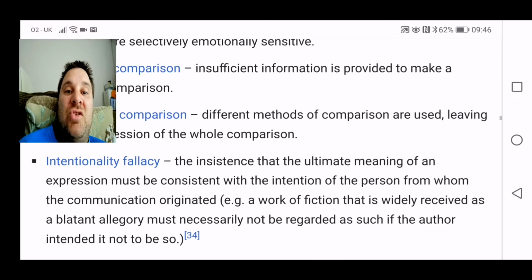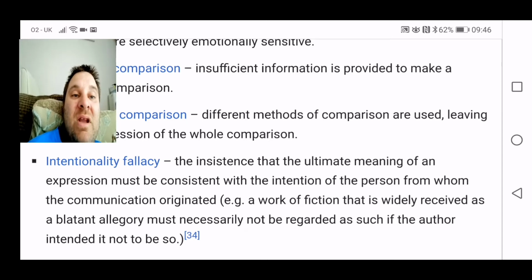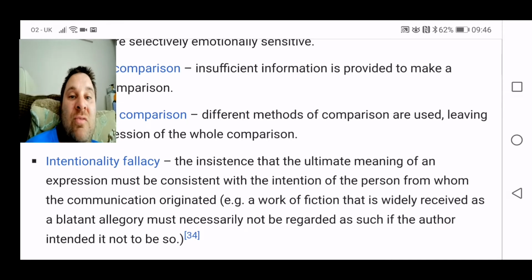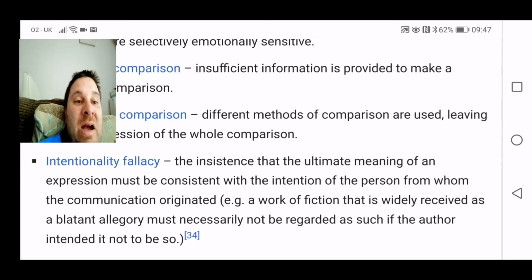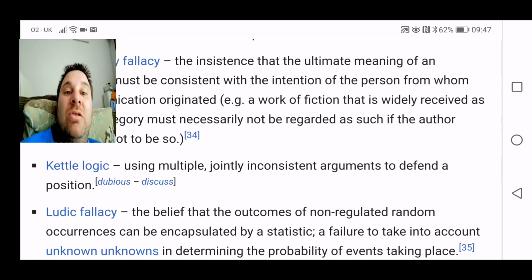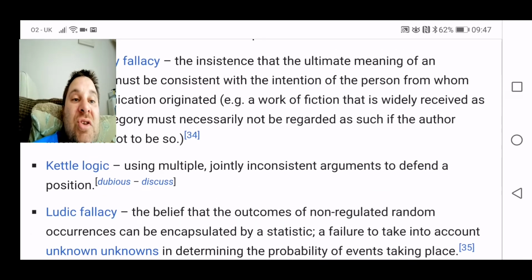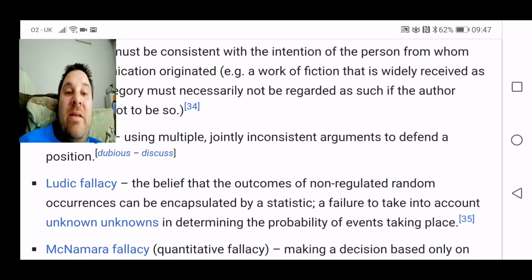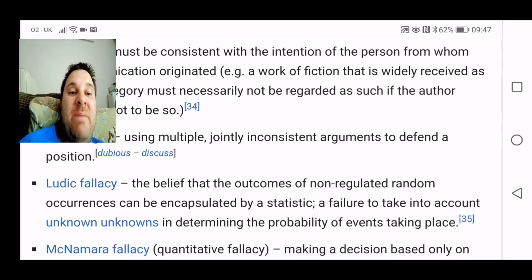Intentionality fallacy. The insistence that the ultimate meaning of an expression must be consistent with the intention of the person from whom the communication originated. Example, a work of fiction that is widely received as a blatant allegory must necessarily not be regarded as such if the author intended it not to be so. Kettle logic, using multiple, jointly inconsistent arguments to defend a position. Ludic fallacy, the belief that the outcome of non-regulated random occurrences can be encapsulated by a statistic.